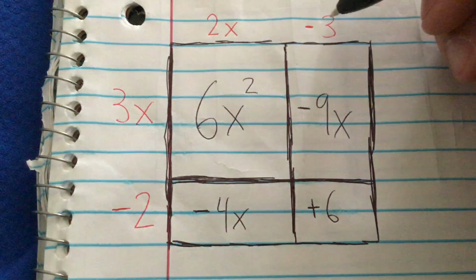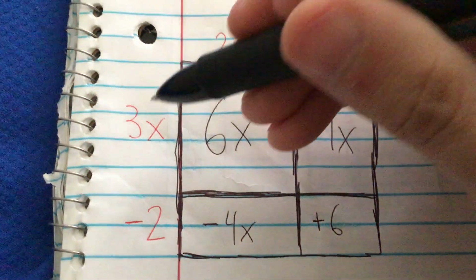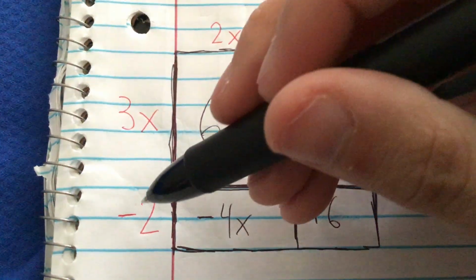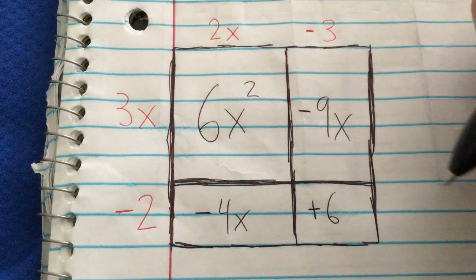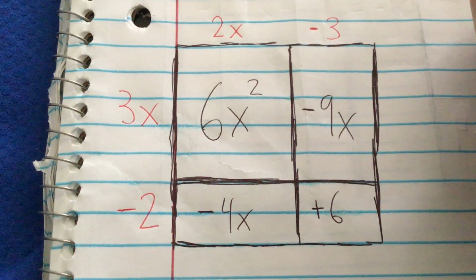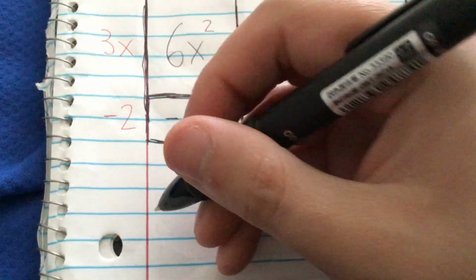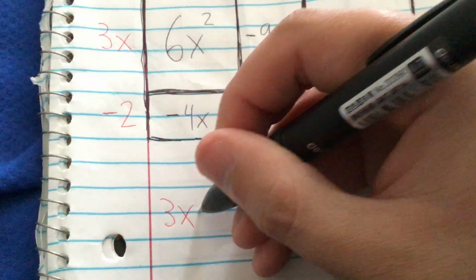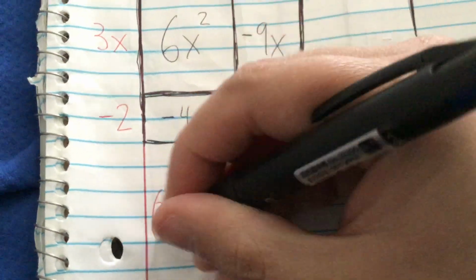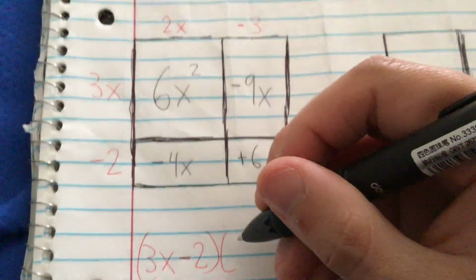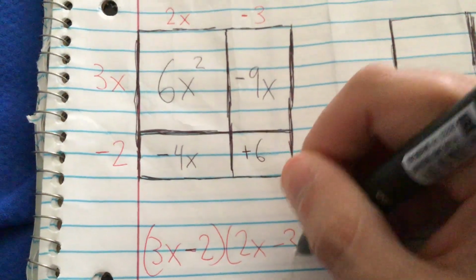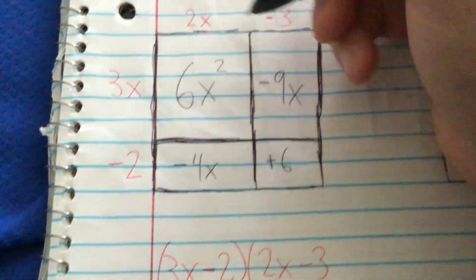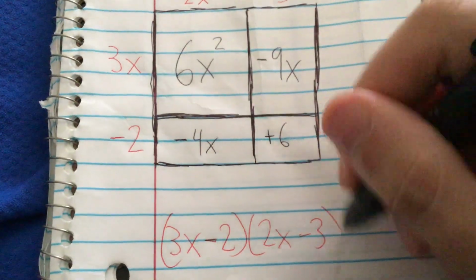Negative 3. 3x times negative 3 is negative 9x. Check your work. Is negative 2 times negative 3 positive 6? Yeah. So now this becomes the factored form 3x minus 2 times 2x minus 3. So we literally group the dimensions, and that's what we factored this out into.